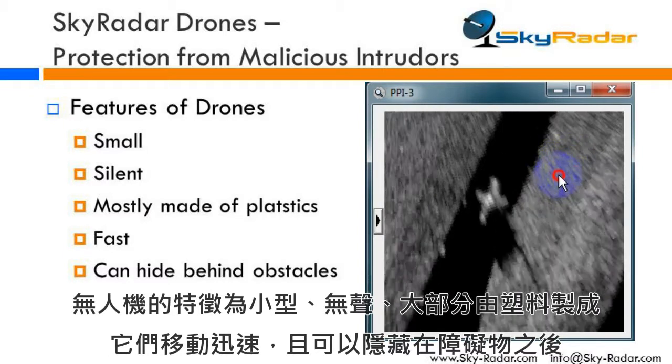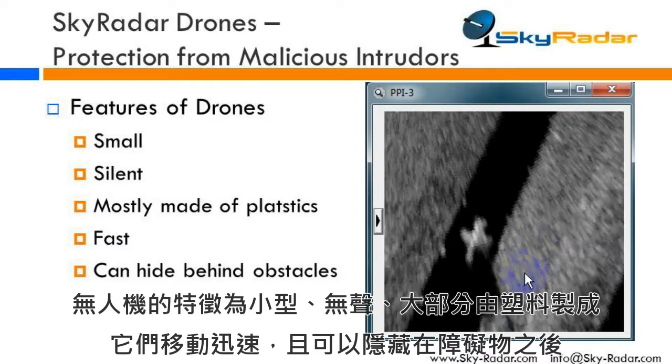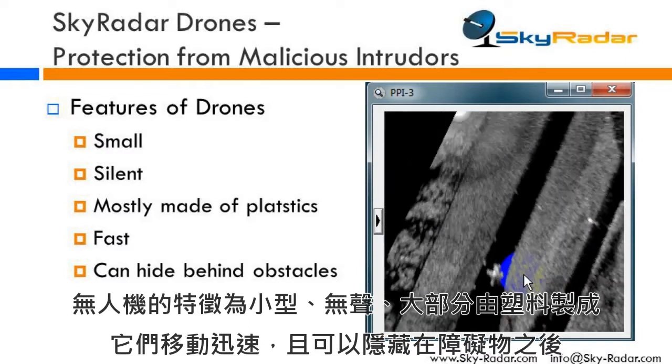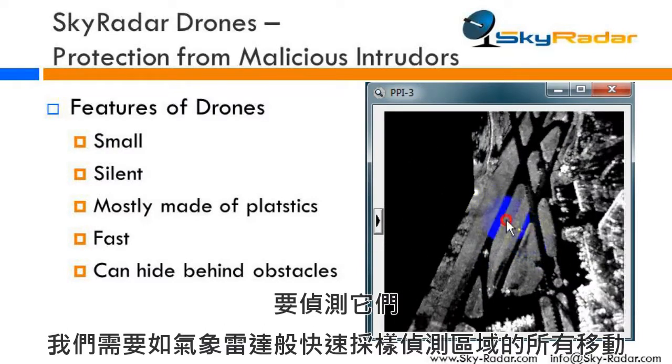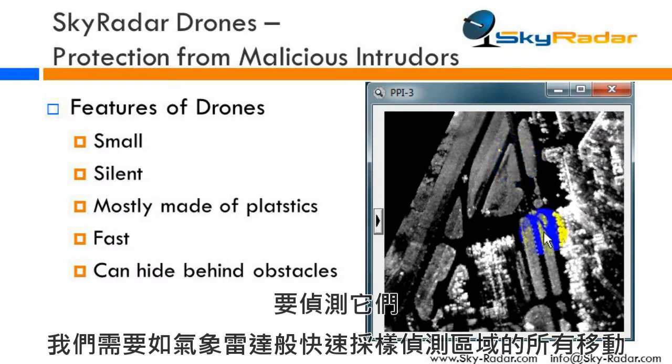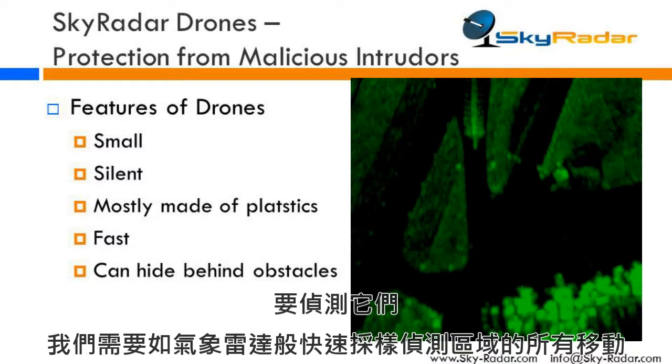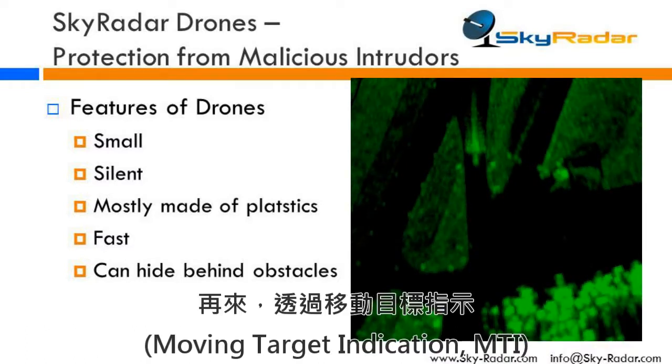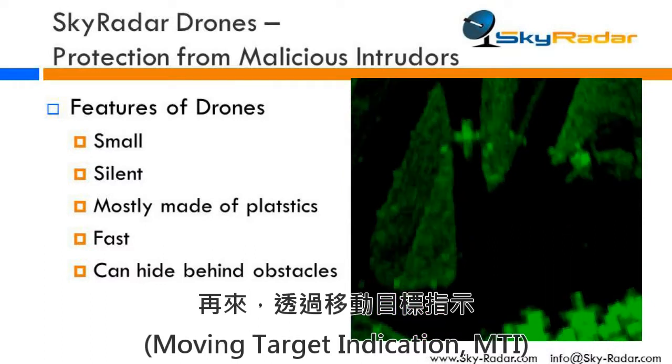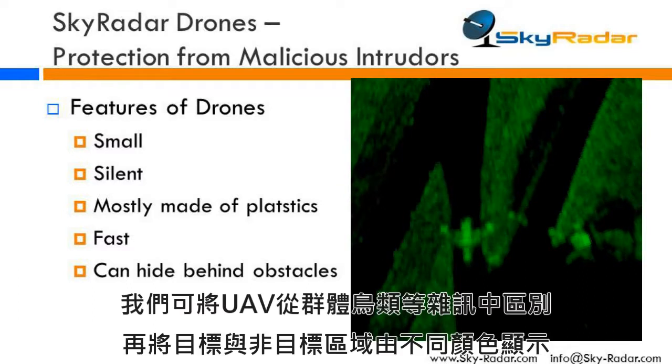Drones are small, they're silent, they're mostly made of plastics. They're fast and they can hide behind obstacles. To detect them we need fast sampling rates to track all the movements, like in weather radars. We need moving target indication to discriminate potential targets against clutter, like trees or birds. We need moving target detection.